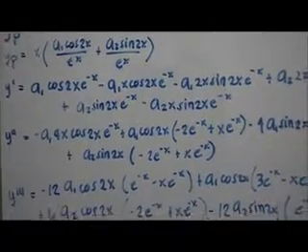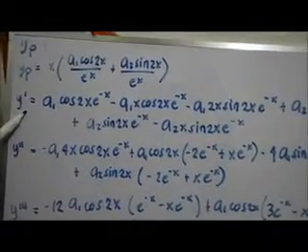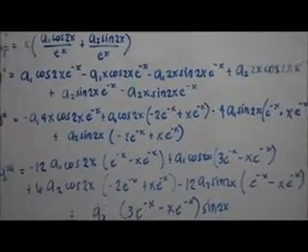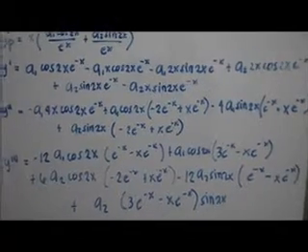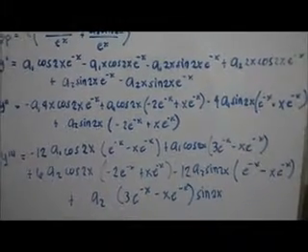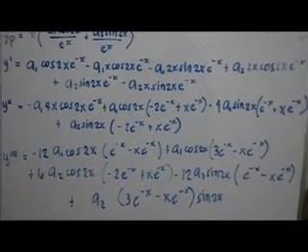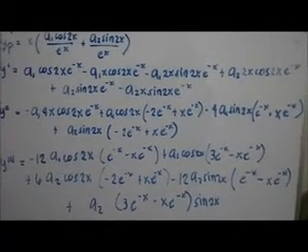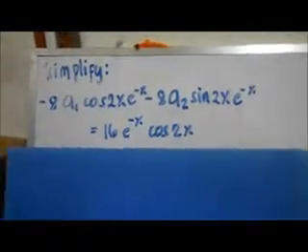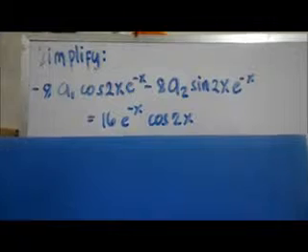So deriving yp in order to get the values of the unknowns, which are a1 and a2, the first derivative is a1 cosine 2x e to the negative x minus a1 x cosine 2x e to the negative x minus a1 2x sine 2x e to the negative x plus a2 2x cosine 2x e to the negative x plus a2 sine 2x e to the negative x minus a2 x sine 2x e to the negative x, and then the second derivative and the third derivative of yp.